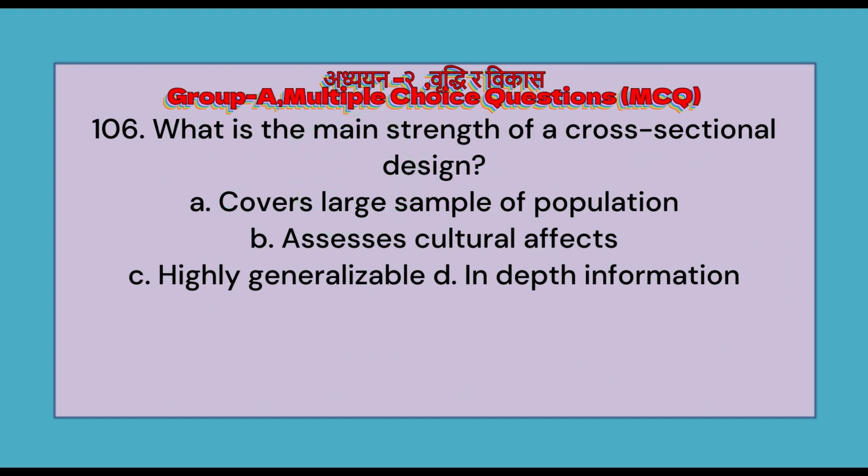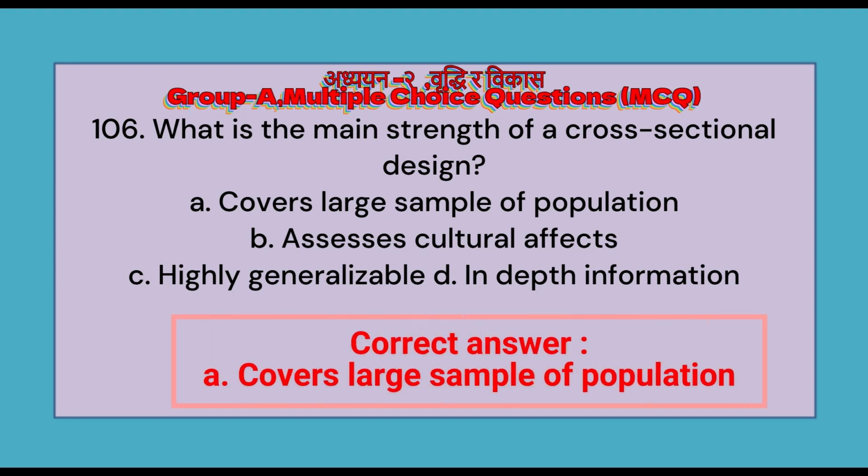106. What is the main strength of a cross-sectional design? A. Covers large sample of population. B. Assesses cultural effects. C. Highly generalizable. D. In-depth information. Correct answer: A. Covers large sample of population.